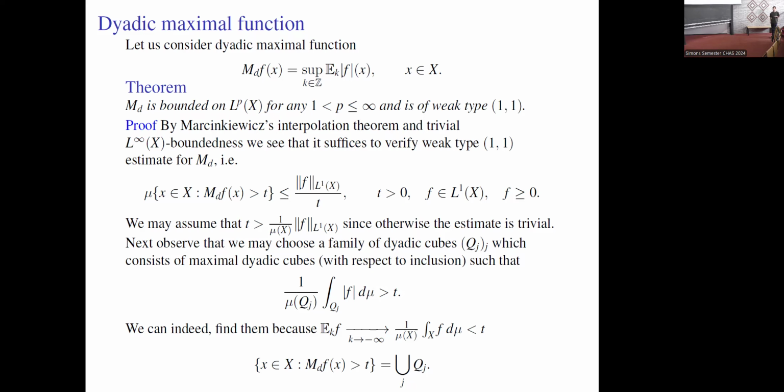And here we use a stopping time argument. Somehow we know that at infinity we didn't cross the level t. So if we assume that x is in this set, it means that at least one average is greater than t. And at infinity, we have the opposite estimate, so we can find the maximal dyadic cube for which the average is greater than t. Having these maximal cubes, we can easily see that this level set for the maximal operator is equal to the sum of those chosen dyadic cubes Q_j.